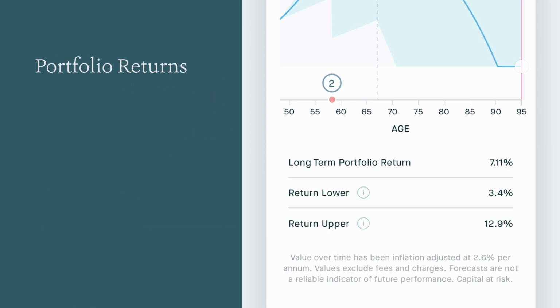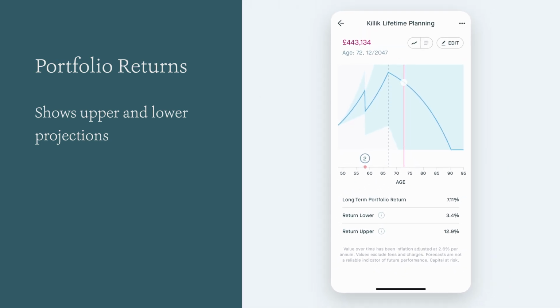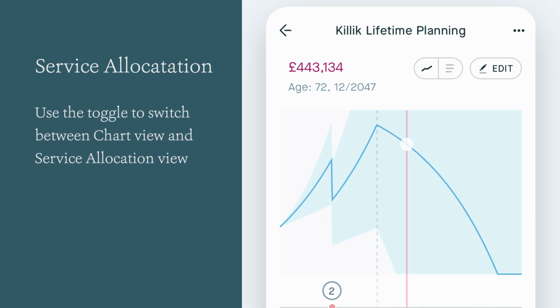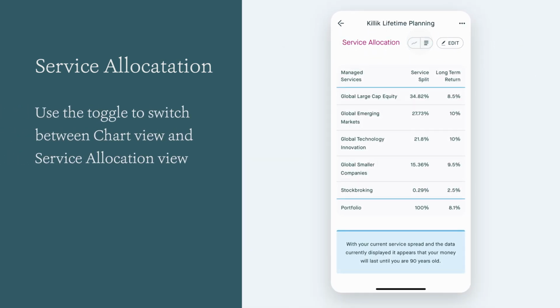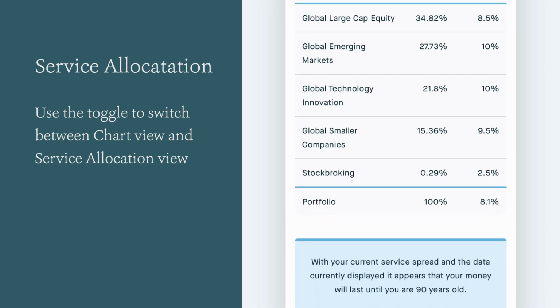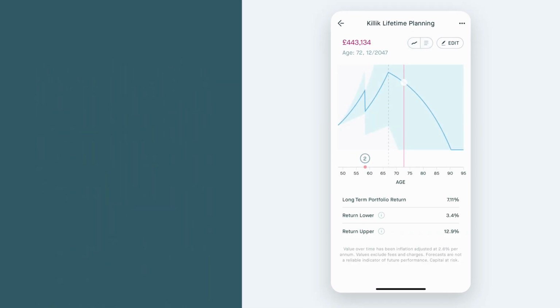Below the graph is your projected portfolio return and your upper and lower projections. As stated, please be aware that these forecasts are no guarantee of future performance. Next to the value at the top of the screen is a toggle to switch between chart view and service allocation view. This gives a breakdown of your services and how they are allocated across Killik investment services.